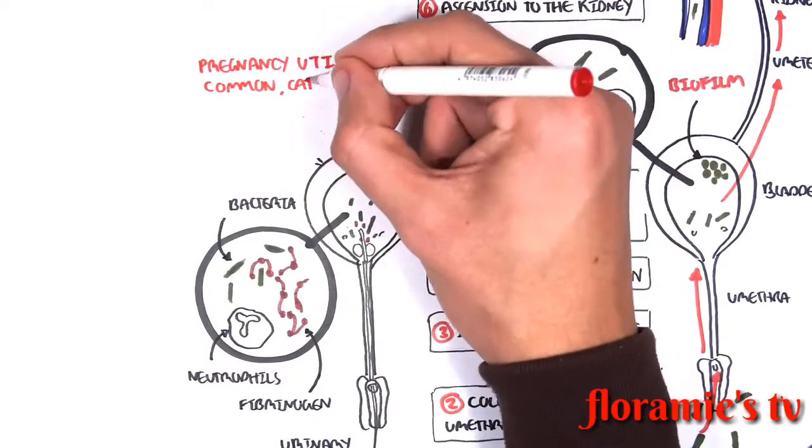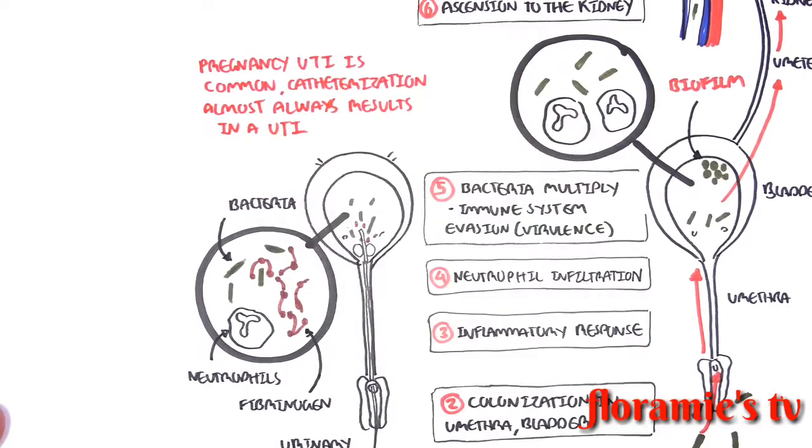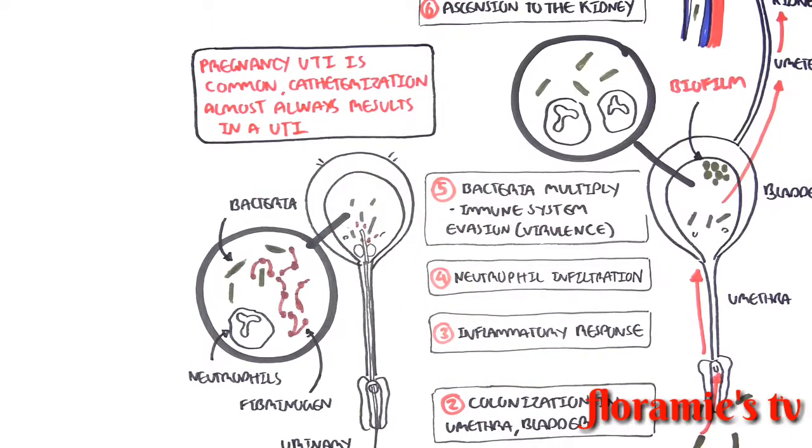Catheterization will almost always result in a urinary tract infection. The reason being is not only is the urethra shorter in women, but during pregnancy, progesterone relaxes smooth muscle, causing stasis of urine, which allows for colonization, especially up to the kidneys.